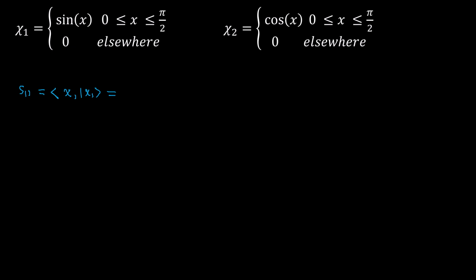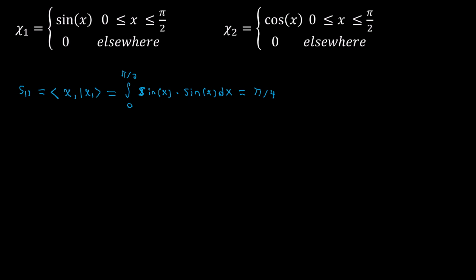When cast to an integral, that's going to be the integral from 0 to pi over 2 of, we're now going to fill in for chi 1, which we're told is sine of x, and now we multiply it by, again, chi 1, which is sine of x, and then adding our differential dx, this integral will give us our S11 element. Using Mathematica, we find this integral to be pi over 4.